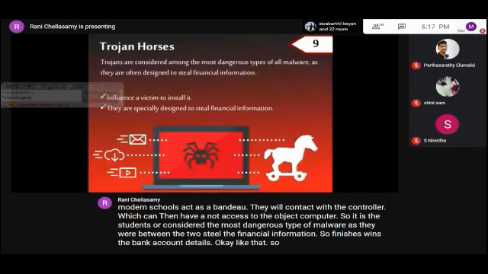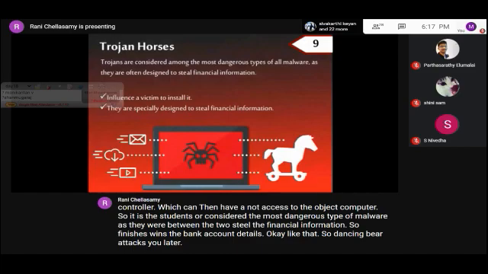Ransomware attacks, which you might have heard about in the previous slide, are often carried out using this Trojan horse.